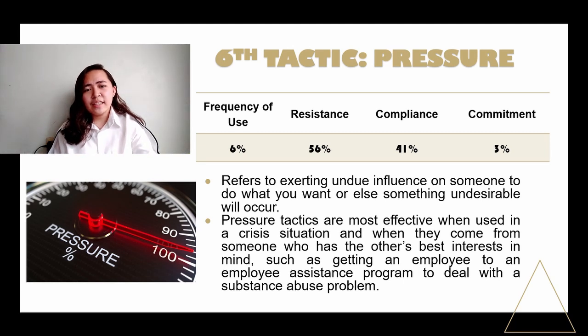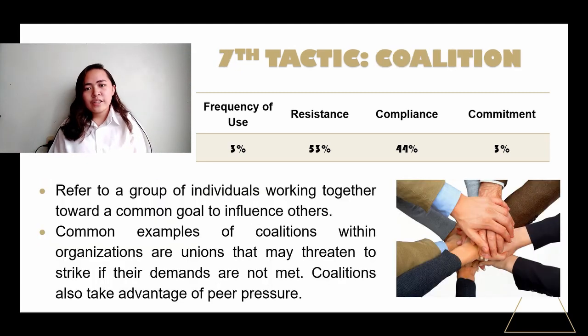So pressure tactics are most effective when used in a crisis situation and when they come from someone who has the other's best interest in mind, such as getting an employee to an employee assistance program to deal with a substance abuse problem. So the seventh tactic is the coalition.